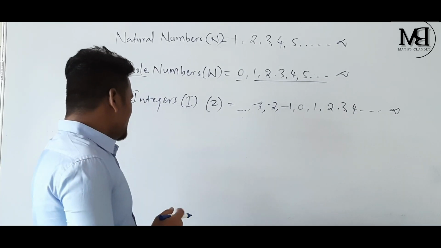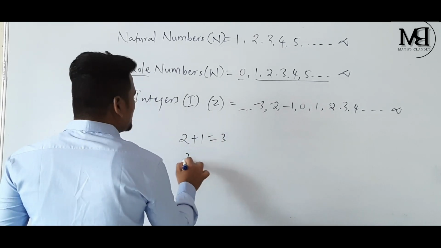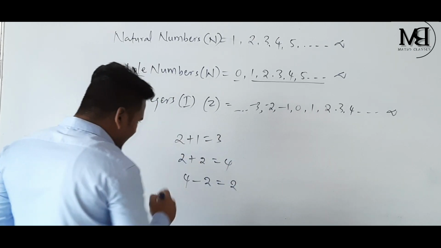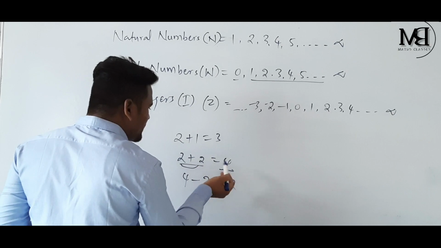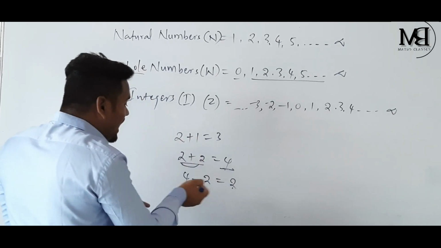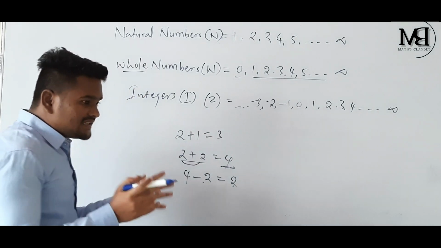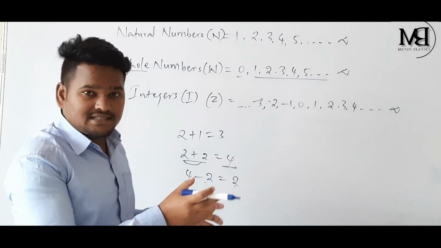See children, addition, for example, 2 plus 1 is equal to 3, 2 plus 2 is equal to 4, and 4 minus 2 is equal to 2. And 2 plus 2 is equal to 4 means double of 2 becomes 4. 4 minus 2 means half of 4. How can you represent this half?